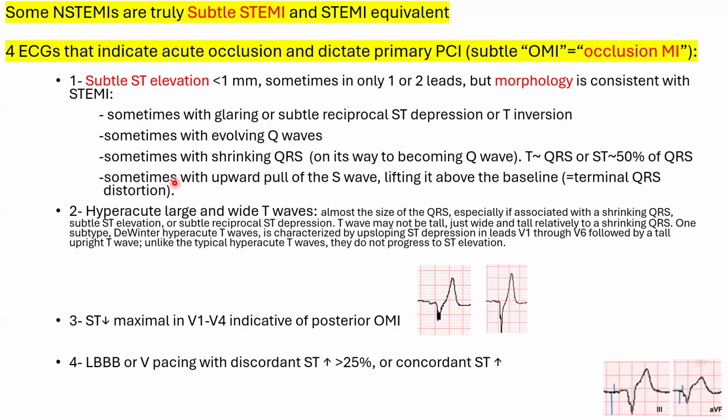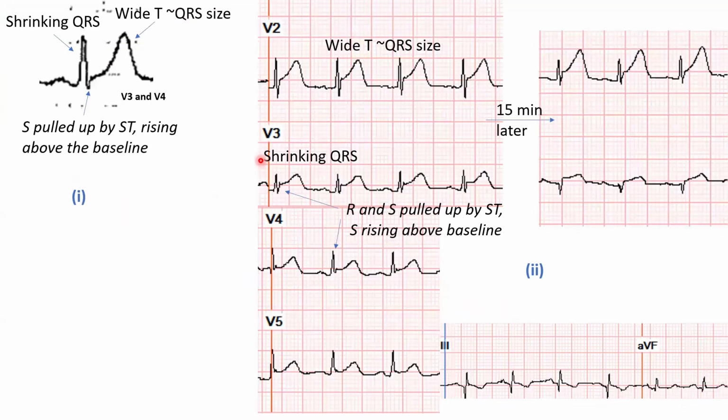Another feature is upward pull of the S wave, lifting it above the baseline. This is what we call terminal QRS distortion. And I will show you some of those patterns. So this is a patient who's having a shrinking of the QRS along with a wide T. That T is not very wide in absolute value.